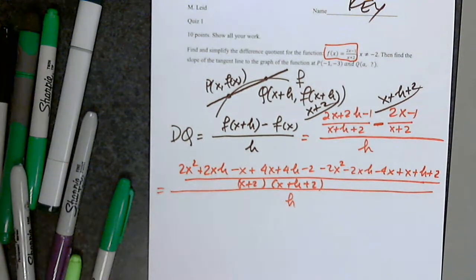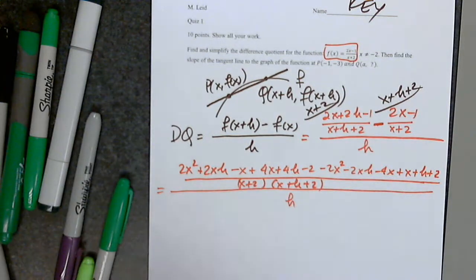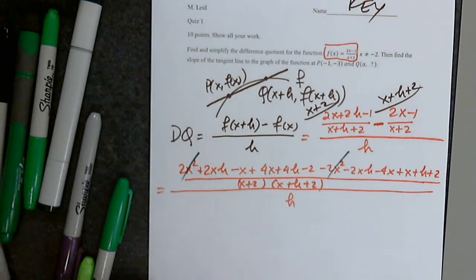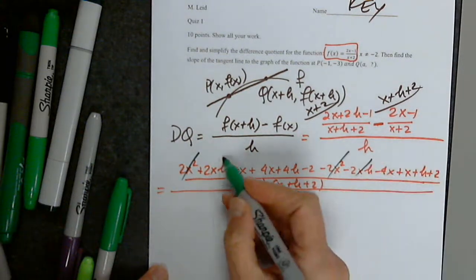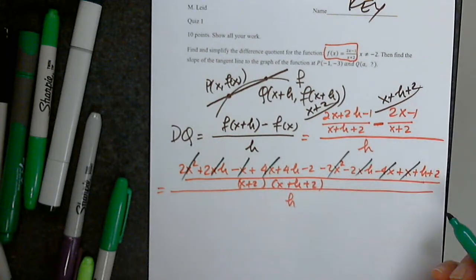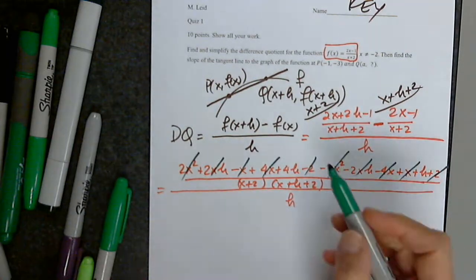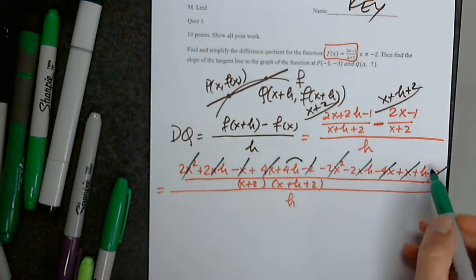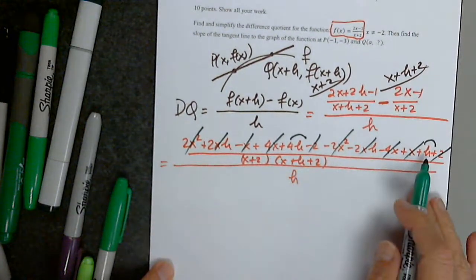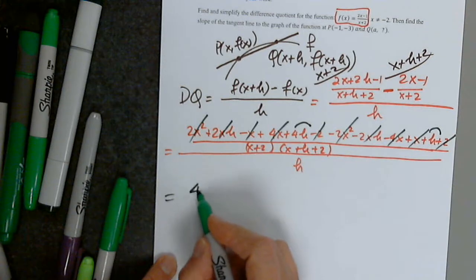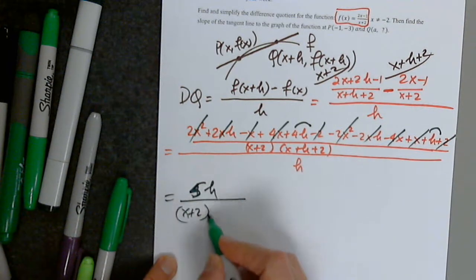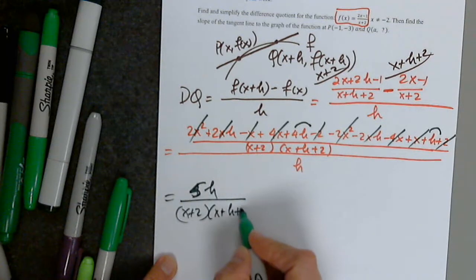If terms without h don't go away, I made a mistake somewhere. So let's check. The 2x squared with negative 2x squared, and some other terms, but definitely those without h have to go away. So this is all that's left, this and this. So I have a 4h and an h. So then I have 5h divided by x plus 2, x plus h plus 2.